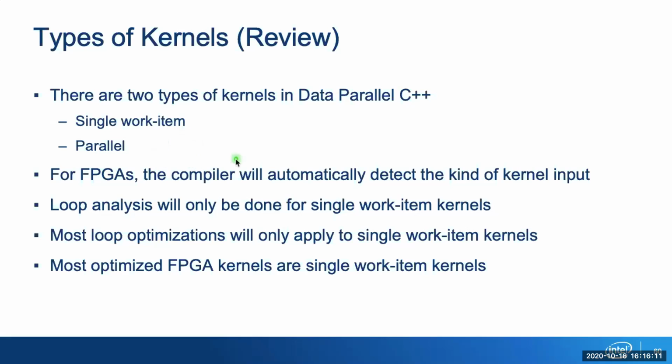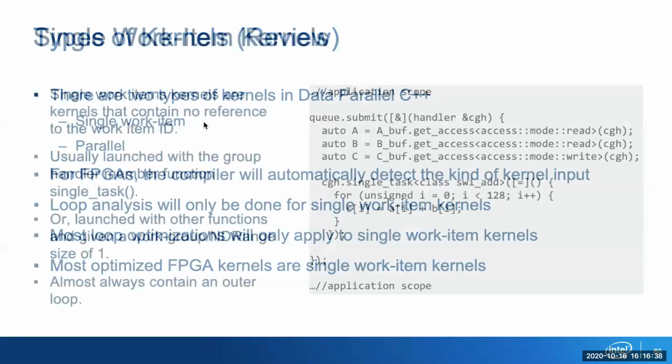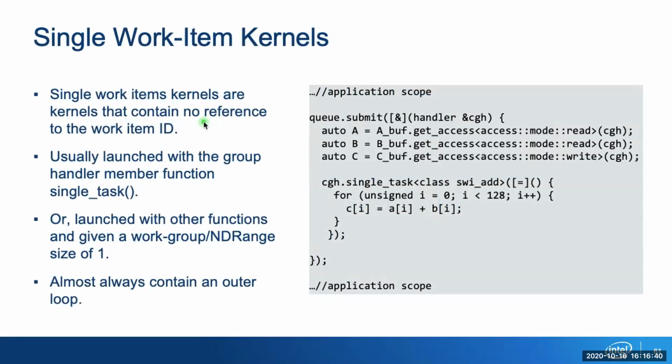For FPGAs, the compiler will automatically detect the kind of kernel, and loop analysis, most loop optimization, and most optimizations for FPGA kernels are only applied to single work item kernels. So that's why we prefer to implement single task constructs. Single work item kernels are written like this.